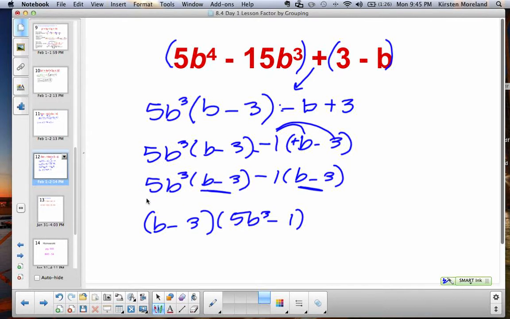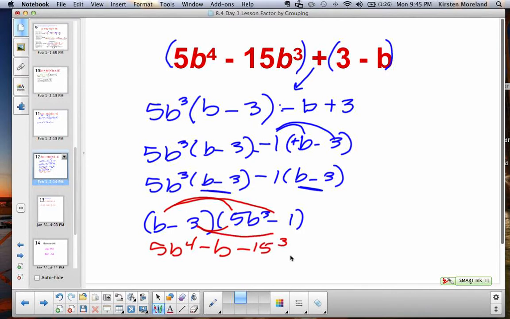Now this one, since it did take us a little bit of work, I am going to FOIL this one out to see if I get it to match. 5b to the fourth minus b and -15b to the third plus 3. Notice all I need to do is switch around the middle ones and I've got my final answer.